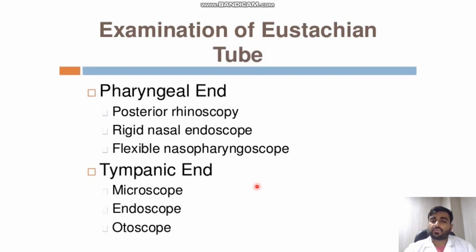The examination of the Eustachian tube. As we know, the Eustachian tube has two openings, the tympanic opening and the pharyngeal opening. The tympanic end of the Eustachian tube is examined by microscope, endoscope and otoscope, and the pharyngeal end is examined by posterior rhinoscopy, rigid nasal endoscopy and flexible nasopharyngoscopy.